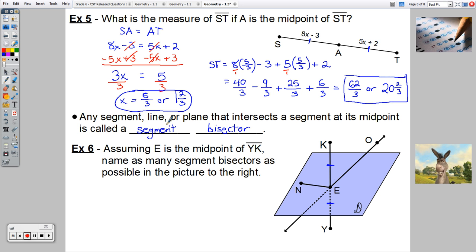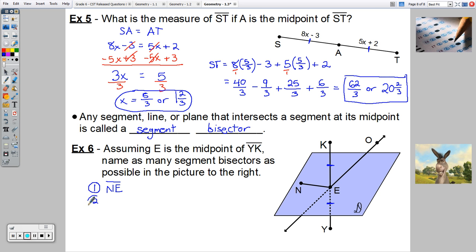So here's our picture to the right, and this is the way our book defines it: any segment, line, or plane. I might add ray in there as well, but since our book doesn't use ray, we'll keep the rays out, and I'll just make a mention of what ray might also be a bisector here. But segment NE would definitely be a segment that intersects segment YK at its midpoint. E is the midpoint, and NE includes that midpoint.